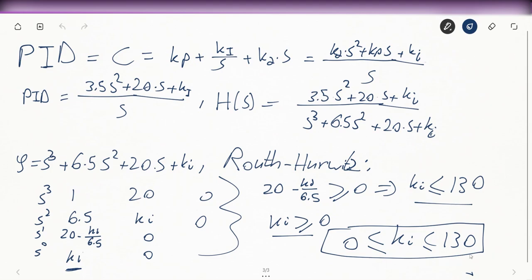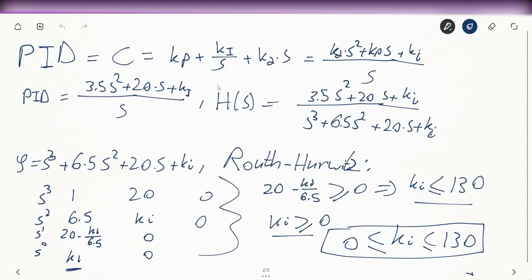Of course, it's a very easy thing to do, but the transfer function of our controller will be something like C is equal to 20 plus 3.5 times S plus, we may select any value between 0 and 130. Let me select a small value, maybe 2, over S. Now, does this selection matter? Yeah, it matters.